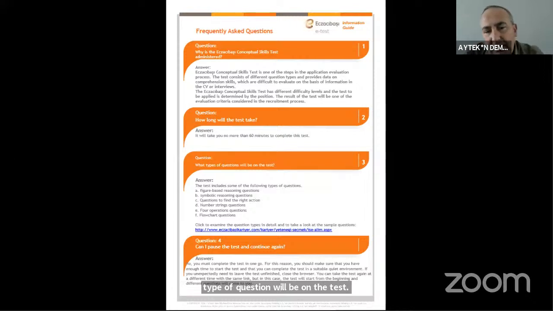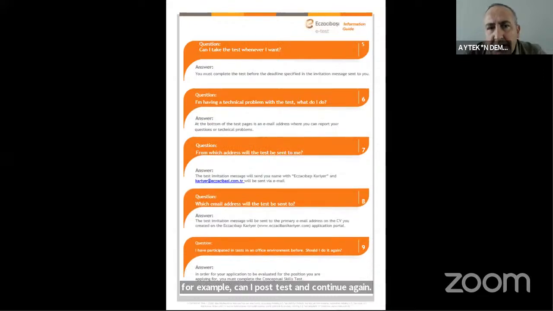You can see a kind of types of questions in the answer. For example, can I pause the test and continue again? Next page. Can I take the test whenever I want? The answer is you must complete the test before the deadline specified in the invitation message. I'm having a technical problem with the test. What do I do?